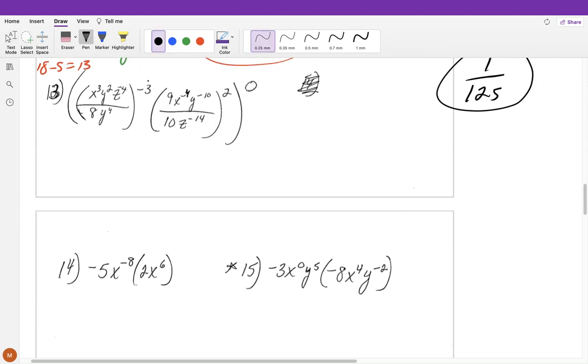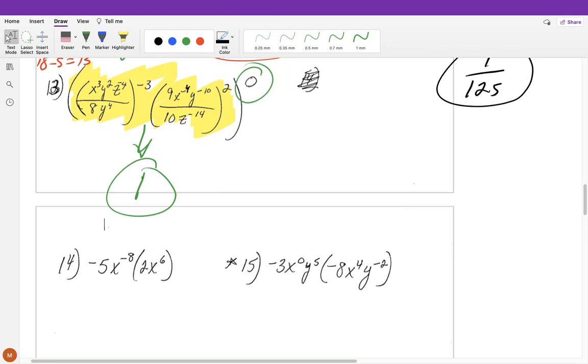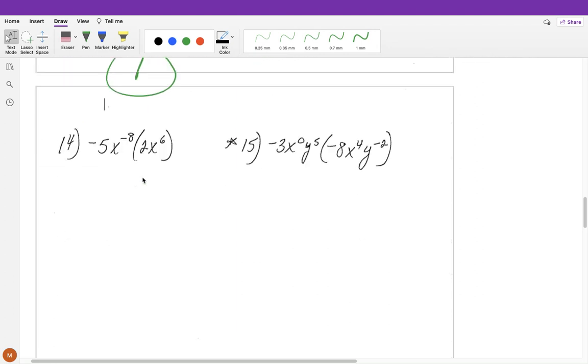All right, almost done. Here we see everything is inside this parentheses, so everything is being raised to the 0 power. Anything raised to the 0 power is 1. So this looks really, really hard, but it's actually the easiest question, or one of the easiest questions. It's just simply equal to 1.